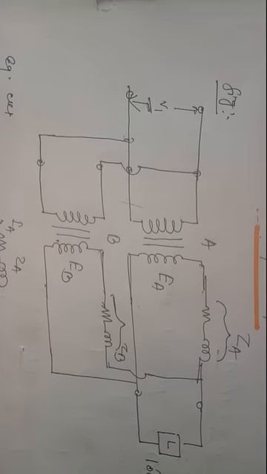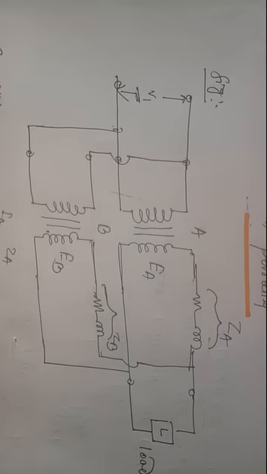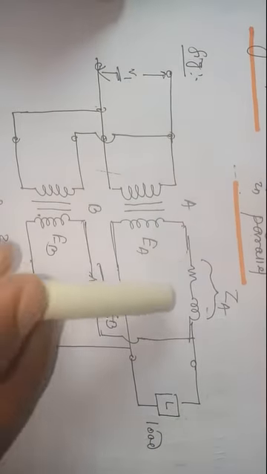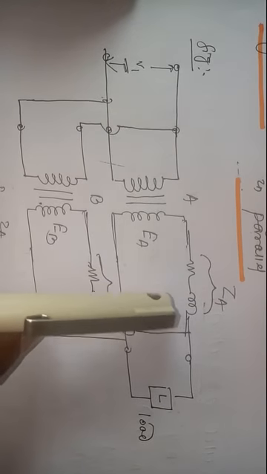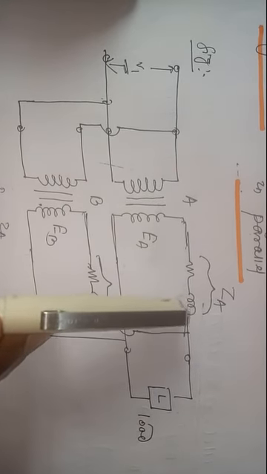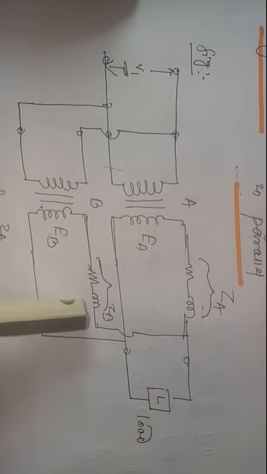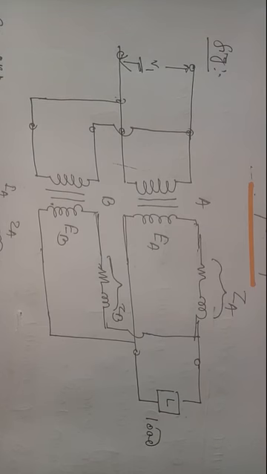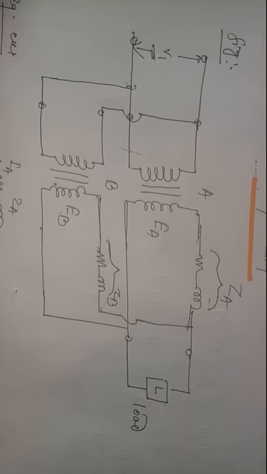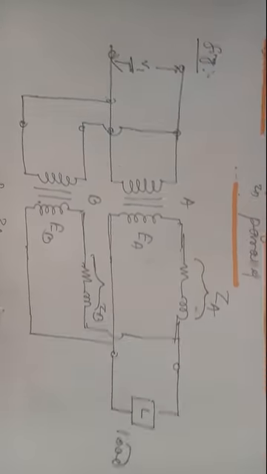Both primaries are energized from the same voltage source, and the secondary windings have resistance and reactance. For transformer A that impedance is denoted by ZA, and similarly the resistance and reactance of transformer B is denoted by ZB, and both are connected to a common load. This is the proper connection.